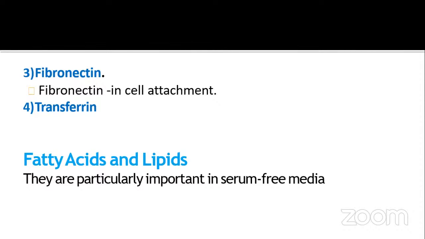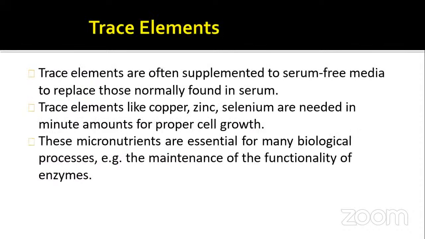Then fatty acids and lipids. They are mainly important in serum-free media. Then you have trace elements like copper, zinc, selenium, which are required in very small quantities. They are usually present in the serum, but we don't know exactly. Okay, they are required for the proper cell growth. That's why we use serum, because they promote the cell growth. They're called micronutrients, right?